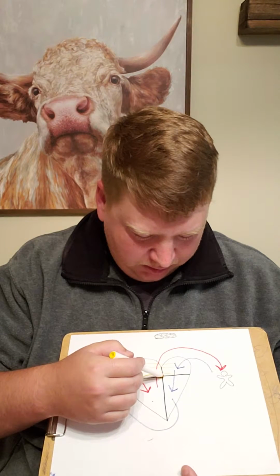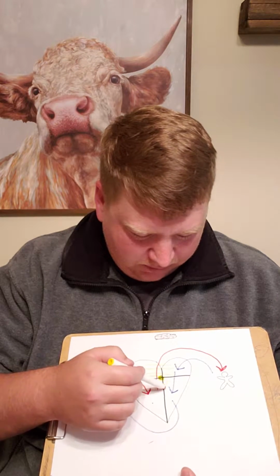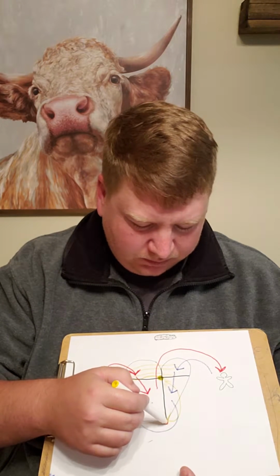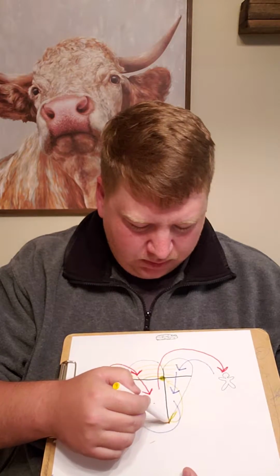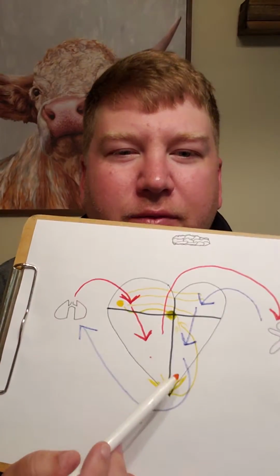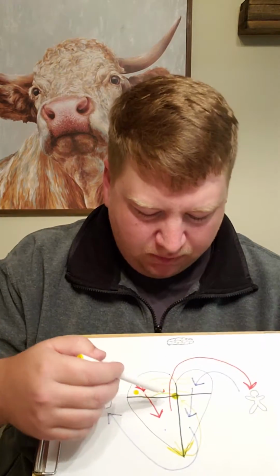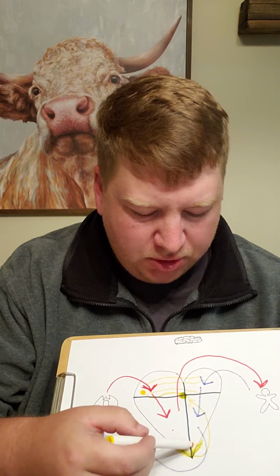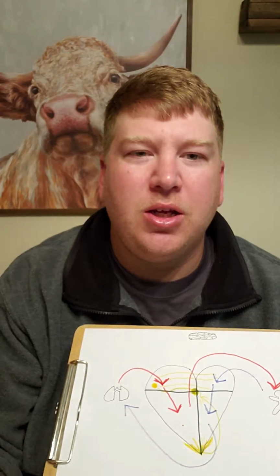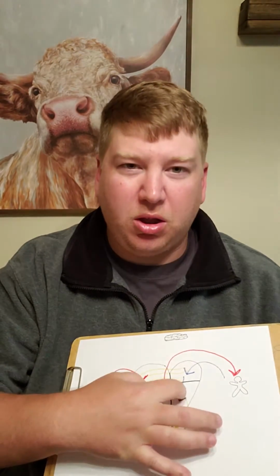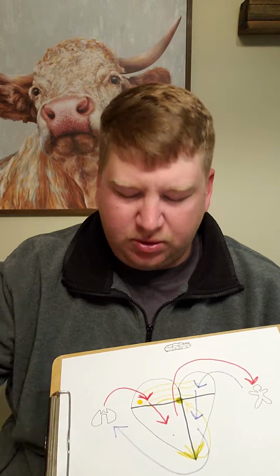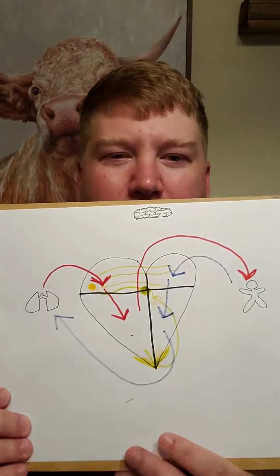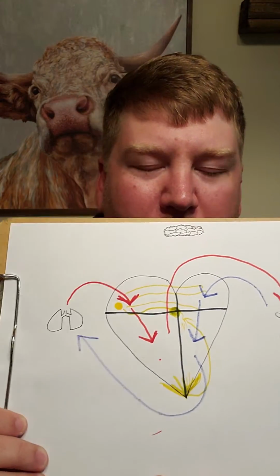Now we're going to come down through the bundle of His, branches off, comes down to the Purkinje fibers, and that comes down to the apex of the heart. The reason it comes down here to the apex is because, like I said before, the blood is actually coming out of the top of the heart. So you want that muscle to contract from the bottom, so it gets a good squeeze and gets all the blood out of those ventricles, so it pumps to the body or to the lungs. So that's why it's coming all the way down to the apex of the heart, so it can contract very well, get all the blood out.